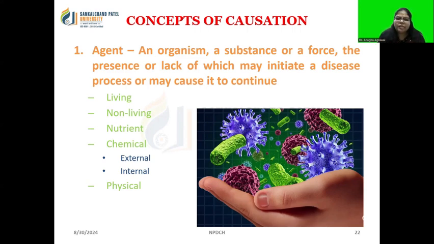There are types of agents, like living agents such as bacteria, viruses, protozoa, or non-living agents, like deficiency of some vitamins or minerals. They can act as the agent because they are not there, and lack of them may initiate the disease. Then nutrients, and chemicals, external chemicals or internal chemicals like cholesterol. If you have a high amount of cholesterol, then you will have a disease, so here cholesterol is acting as an agent. Then physical agents like excessive heat, excessive cold or excessive pressure may act as an agent to cause you a disease.